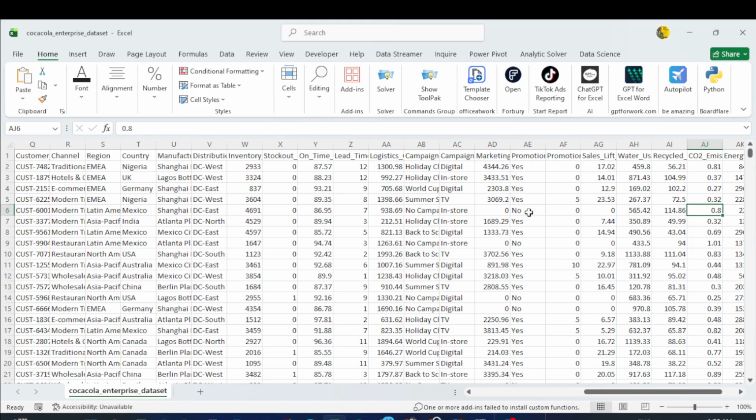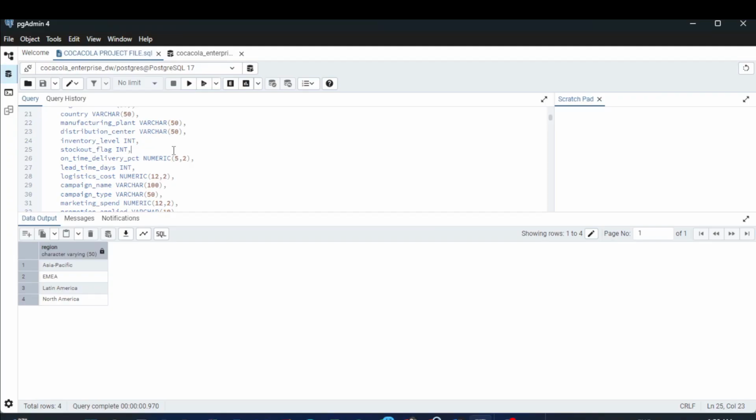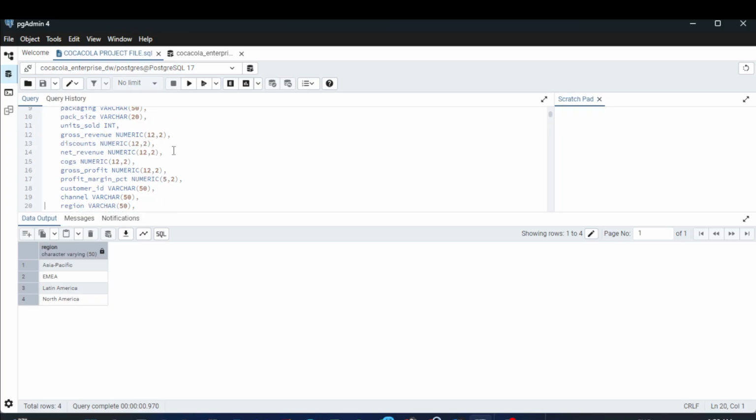You can see the table structure starting from the CREATE TABLE Coca-Cola: the transaction date, the year, the quarters, the month, the day, the brand, region, category, packing size, units sold, gross revenue, discount. For the data types, the discount is numeric, net revenue is numeric, COGS is also numeric, and gross profit is also numeric.